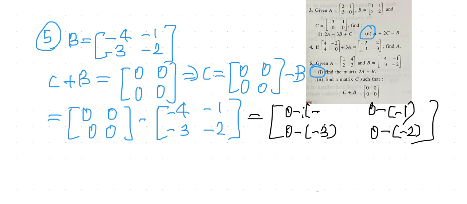Minus minus 4. So it is evident, children, that your answer will be 4, 1, 3, 2. Okay, so this is an easy one. On similar terms, you will be doing the first sub question, children, wherein you will be multiplying matrix A with 2, and then you can just add it up with B to get your answer.